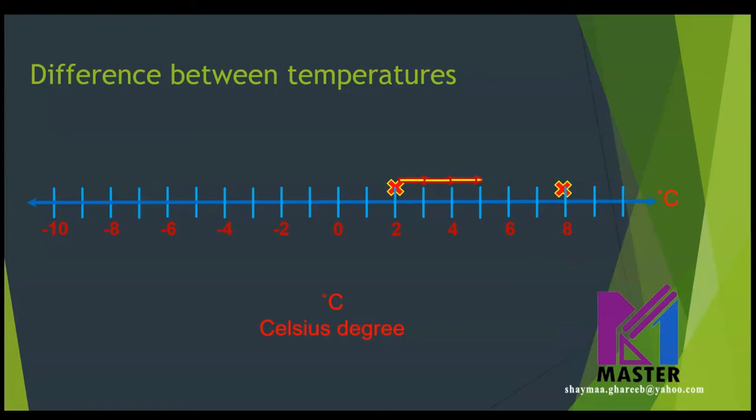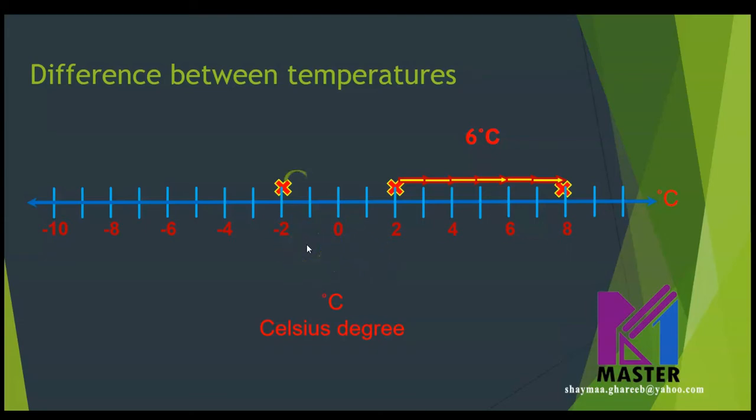2, 3, 4, 5, and 6. So the difference between the 2 and the 8 is 6 Celsius degrees. Let's try another two temperatures, the -2 and the 2. What is the difference between -2 Celsius degree and 2 Celsius degrees? We are going to find the space or the distance or the jumps between these two temperatures.